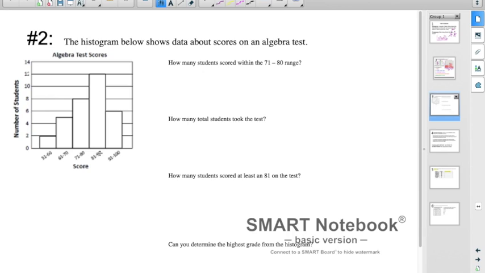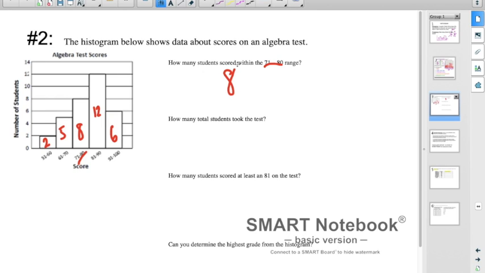So I want you guys to answer the first question. How many students scored within the 71 to 80 range? Let's see. This is 2. This is 5. This is 8. This is 12. And this is 6. The 71 to 80 range is this one here. So 8 students scored between that range.